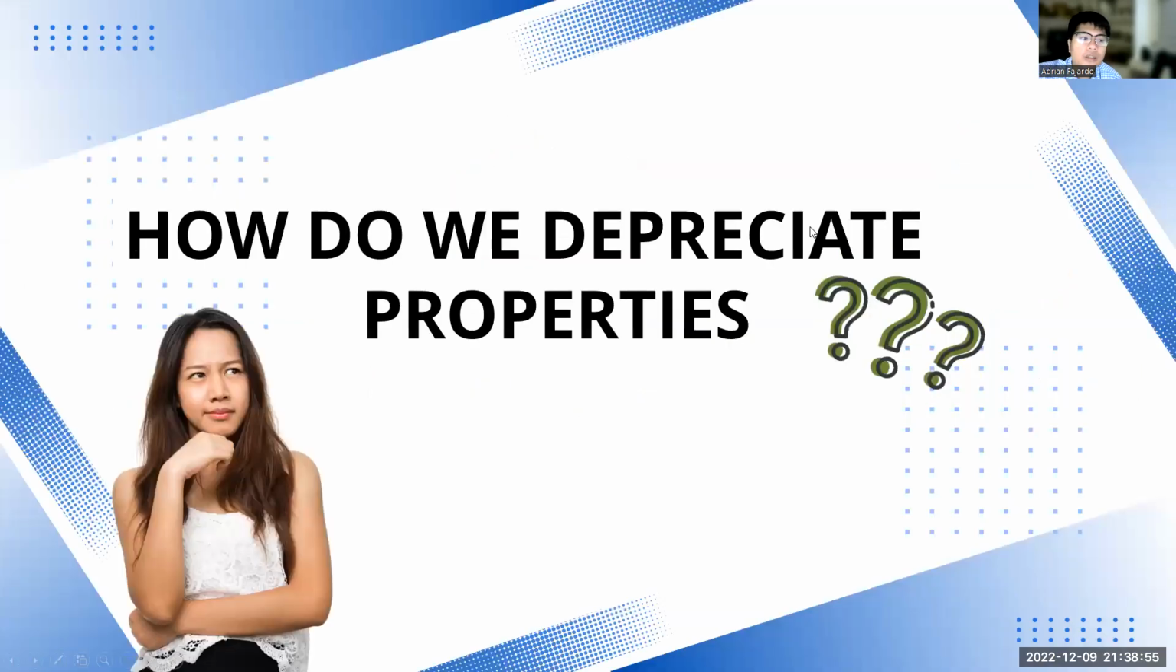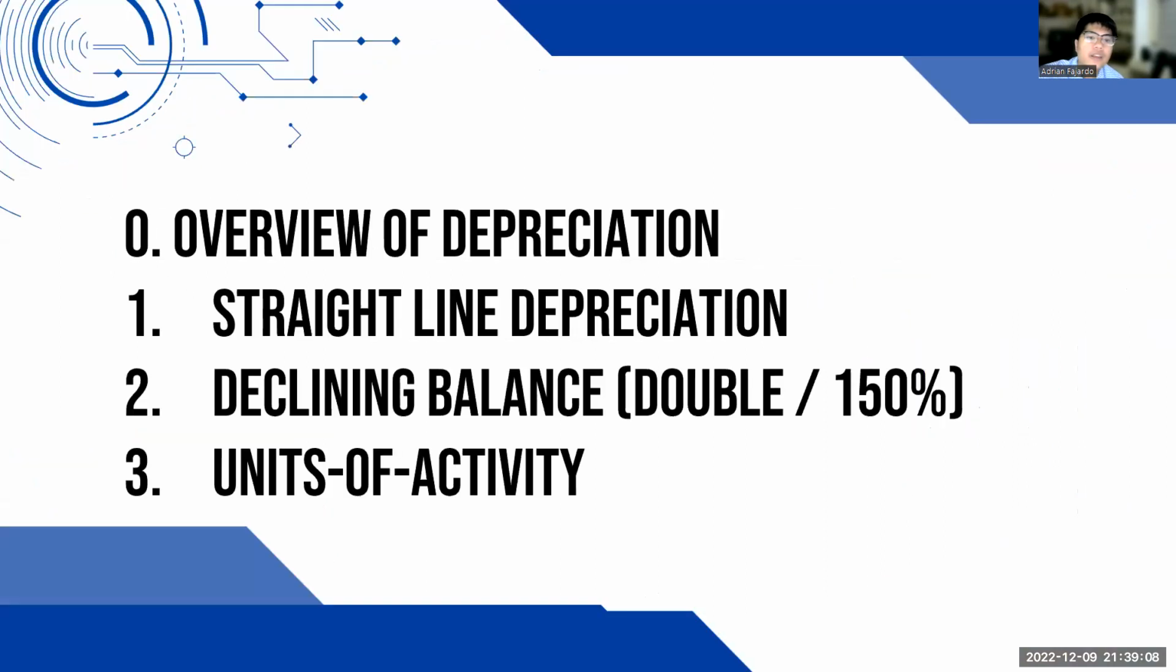And then, in order to arrive with your accumulated depreciation, which is just basically the sum of all of your depreciation expenses from the start of the purchase all the way until the end, we need to be able to master the different types of depreciation, particularly straight line, declining balance, and units of activity, right?